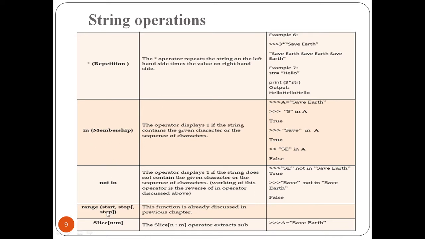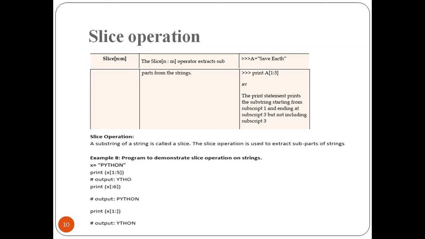Range is just like your loop. We have discussed this in the previous chapter. Slice: slicing means cutting a string from a starting range to an ending range. So 0 to 3 means I want to cut only 3 characters. The start is 0 and 3 is excluded, so I can cut till index 2. We'll see this with an example. So that's the slicing operator. These are the different operators we have for string operations.